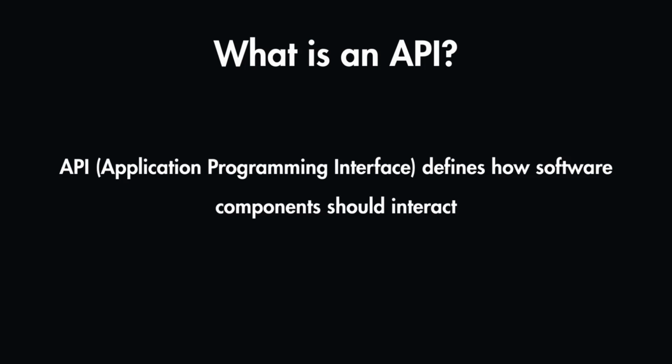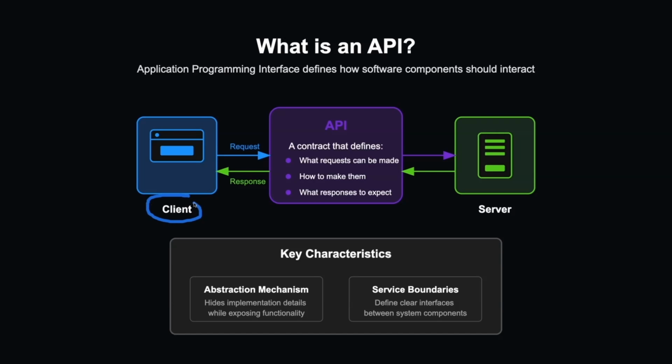API stands for Application Programming Interface, which defines how software components should interact with each other. Let's say on one side you have the client, which is either the mobile phone or the browser of this user, and on the other side you have the server, which will be responding to the requests. So an API here is just a contract that defines these terms, which are what requests can be made. So it provides us with an interface on how to make these requests, meaning what endpoints do we have, what methods can we use, and so on. Also, what responses can we expect from this server for a specific endpoint?